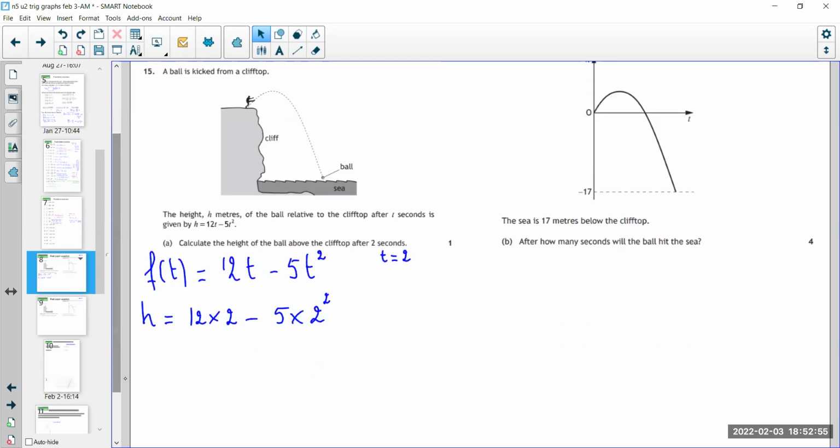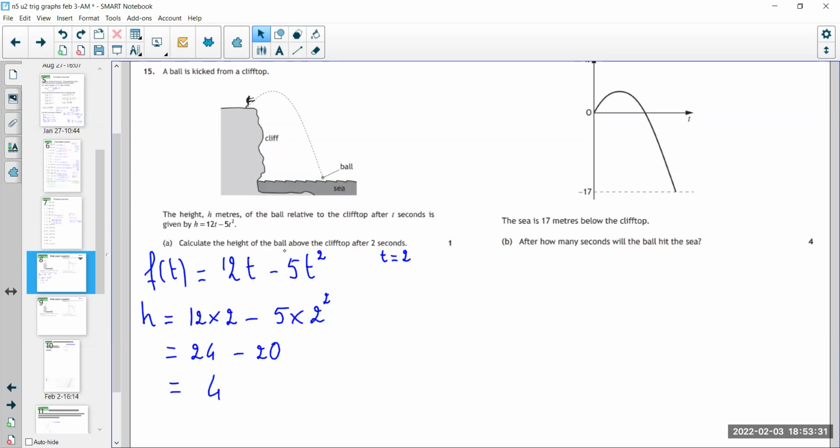So now I could say to you guys, you could use a calculator. Unfortunately, paper 1, no calculator. 12 times 2, hopefully you'll be able to see that's 24. 2 squared, in order, we do bracket order. So this is 4. 4 times 5, 20. 24 minus 20 is 4.